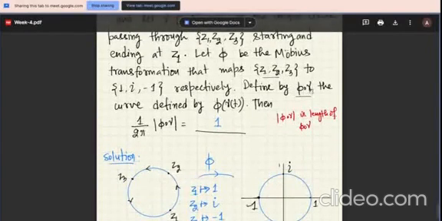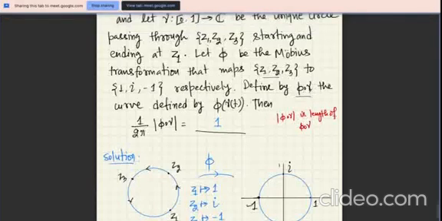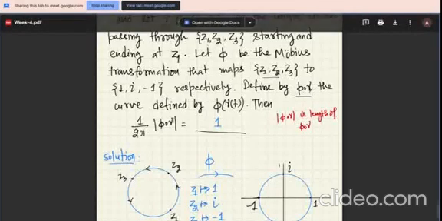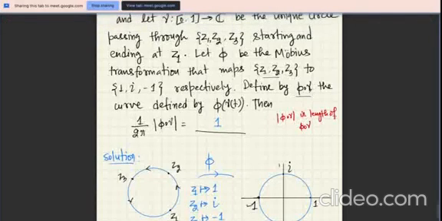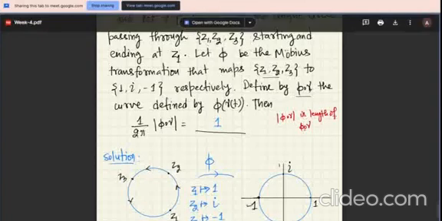The curve defined by phi composition gamma, phi ∘ γ. Then what would be 1 upon 2 pi times the length of phi ∘ γ? So the length of phi ∘ γ is the length of this curve, phi composition gamma.